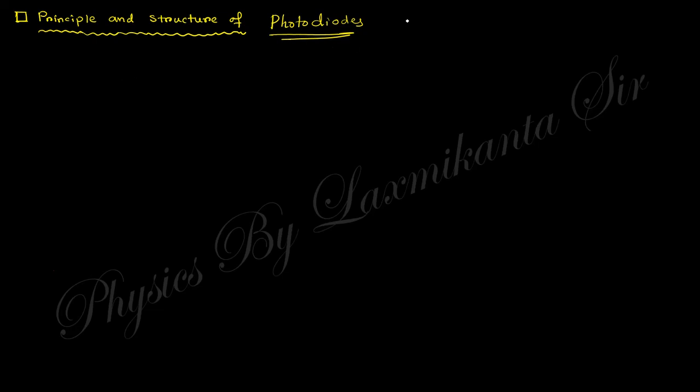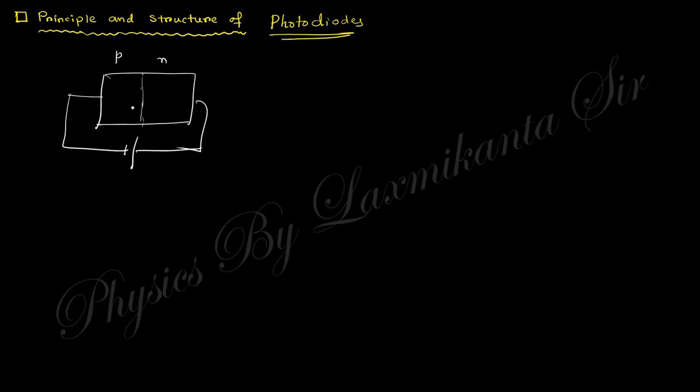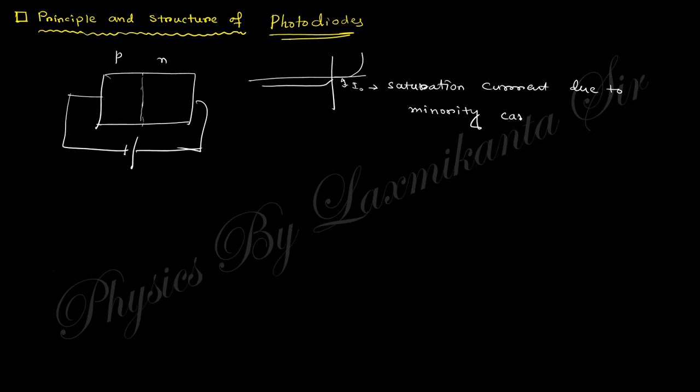In the photodiode, you know in the PN junction, this is the P side, this is the N side, and we apply reverse bias. Then in reverse voltage, the minority carriers flow and the reverse current will be like that. This current, I naught, is the saturation current. This saturation current is due to minority carriers.